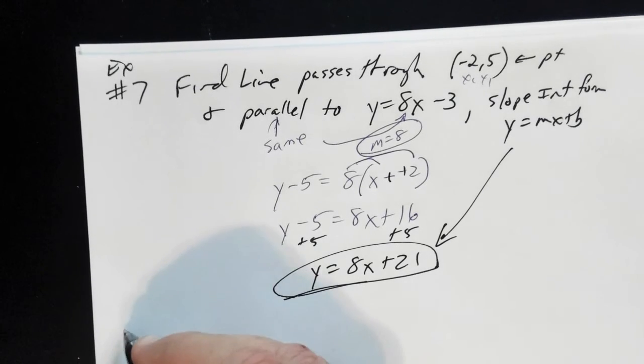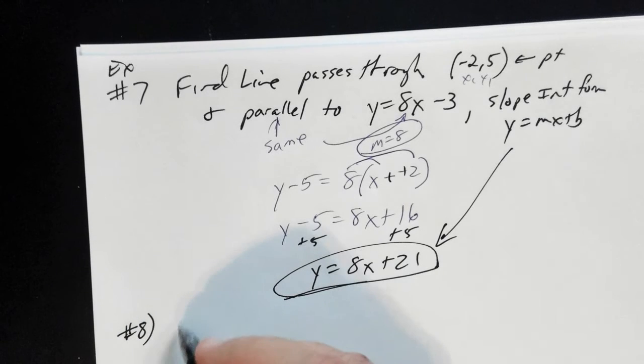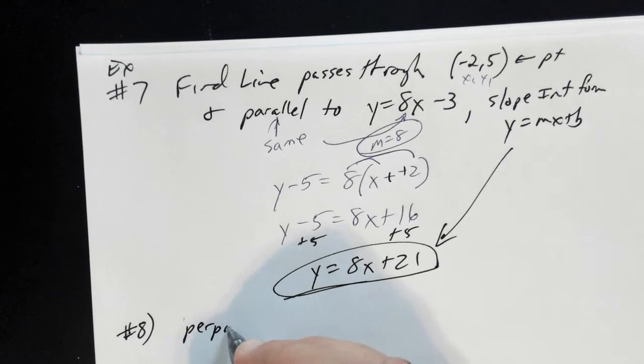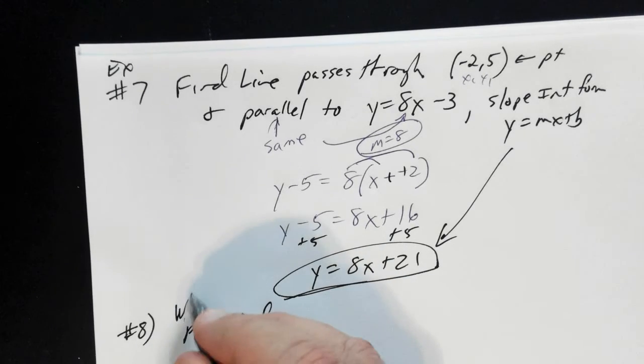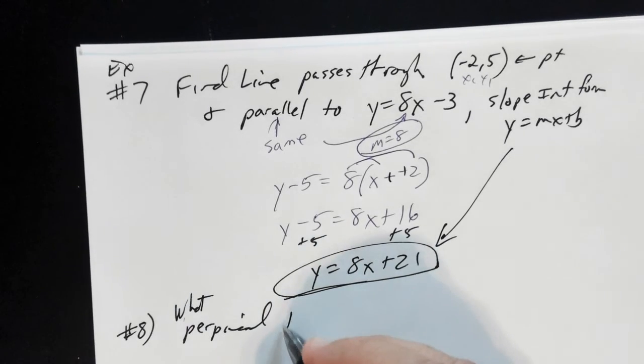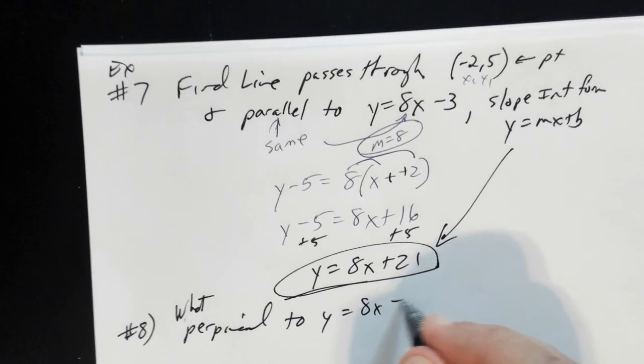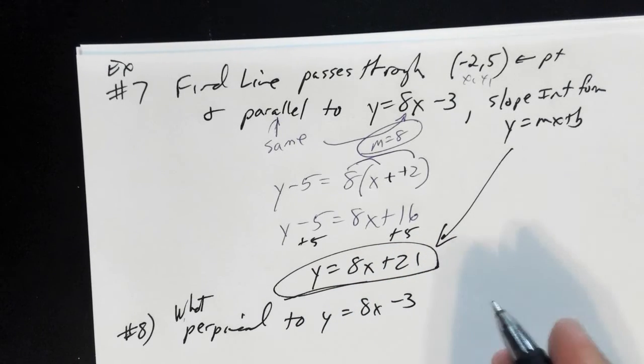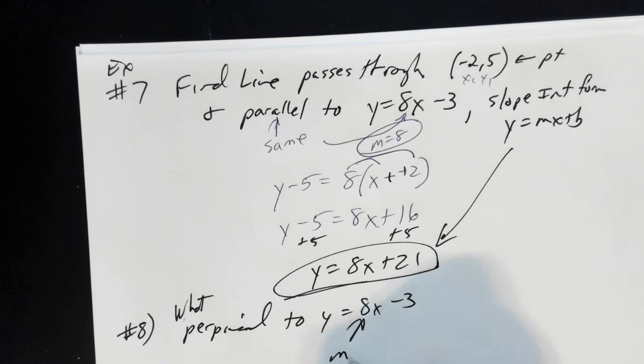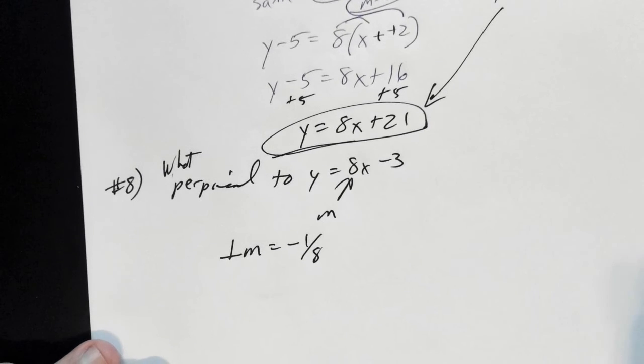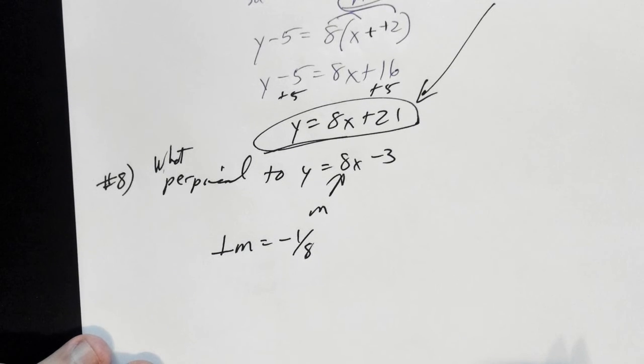Now, what number 8 wants you to do is then have the line perpendicular. So what if it's perpendicular to y is equal to 8x minus 3? Well, that means if that's my slope, then my perpendicular slope would be negative 1/8. I flip it, and we change the sign.